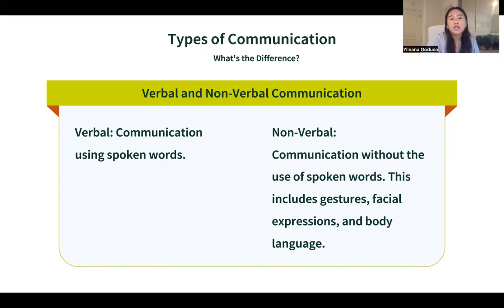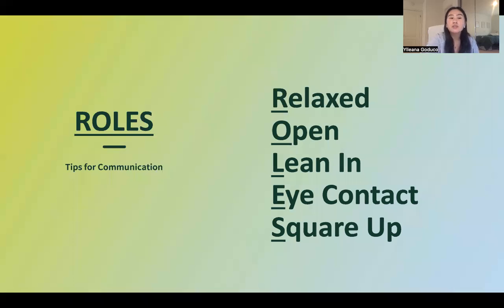The CPE training provides the helpful acronym ROLES, which stands for relaxed, open, lean in, eye contact, and square up. These are helpful tips for how to keep your body language neutral and inviting for the conversation. Being relaxed, keeping your arms and legs uncrossed in a relaxed manner, while still being leaned in and maintaining eye contact helps show that you're engaged in what's being discussed.